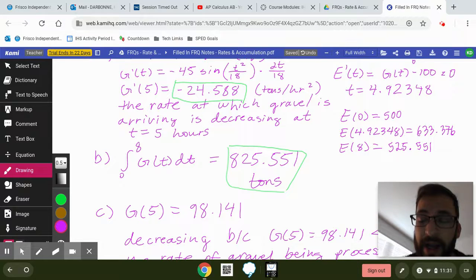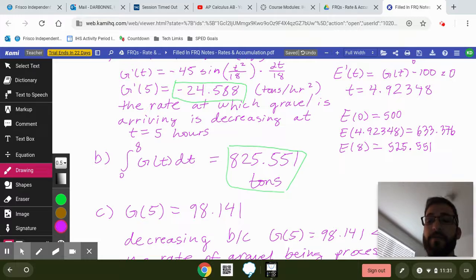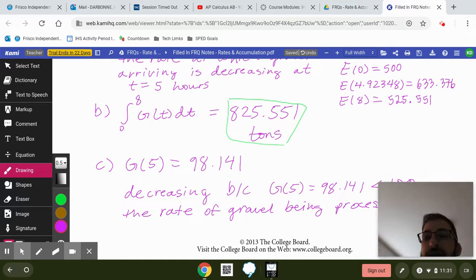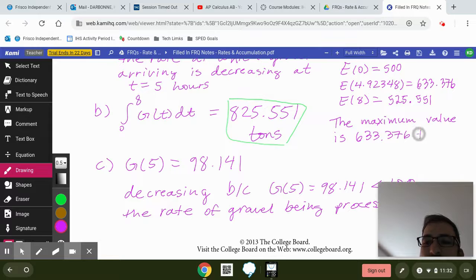All right, so we have 3 different amounts. We have the 500, we have the 633, and we have the 525. So which one's clearly the biggest? Well, it's that 4.92348. So the maximum value is 633.376 tons.